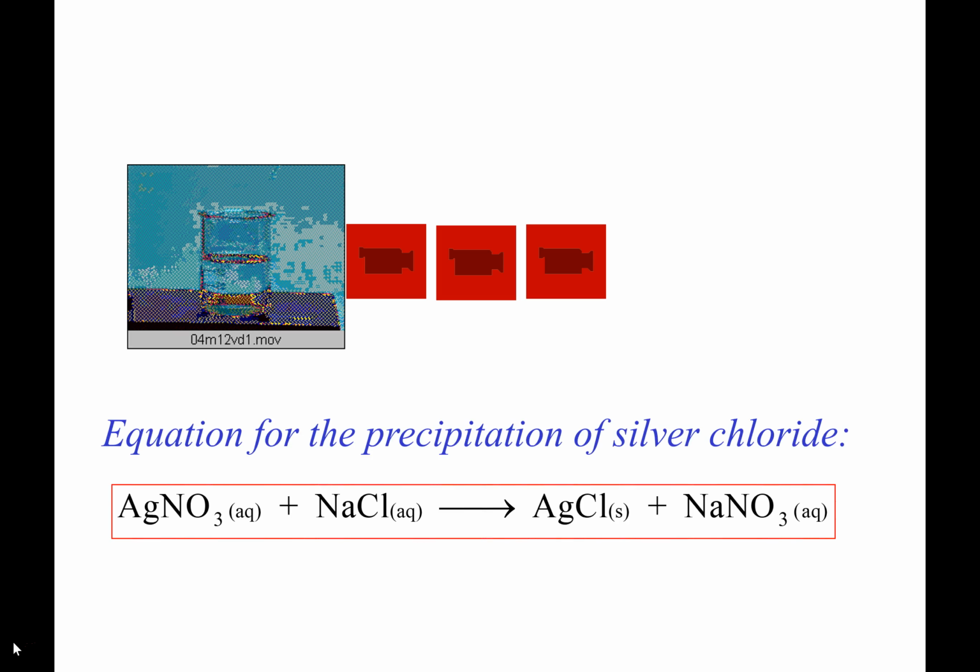This one's going to be silver nitrate and sodium chloride, two clear solutions. I think this is what you did in lab, maybe. The thing that's going to precipitate is the silver chloride, and then sodium nitrate is still going to be soluble in there. All right, let's see what this looks like.